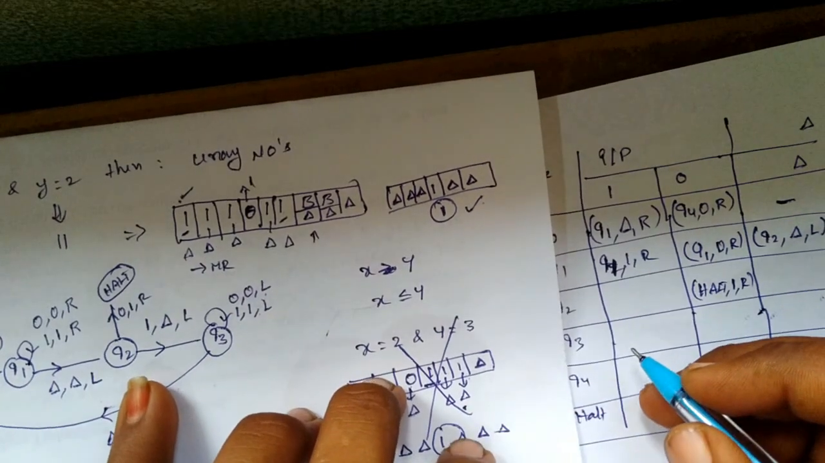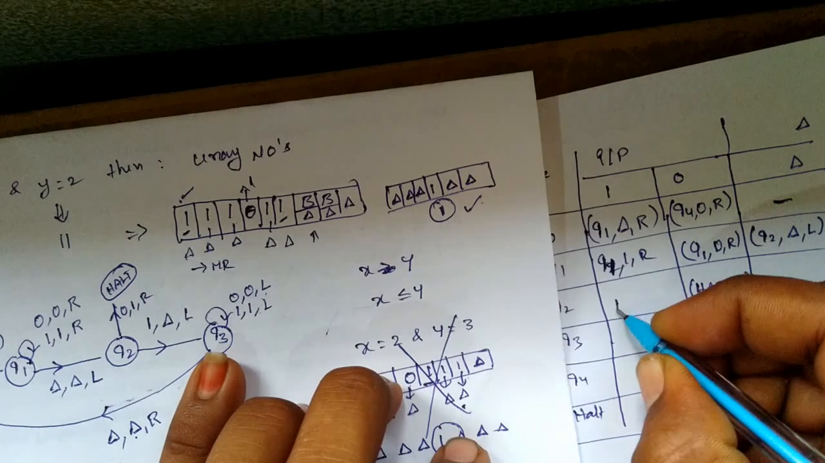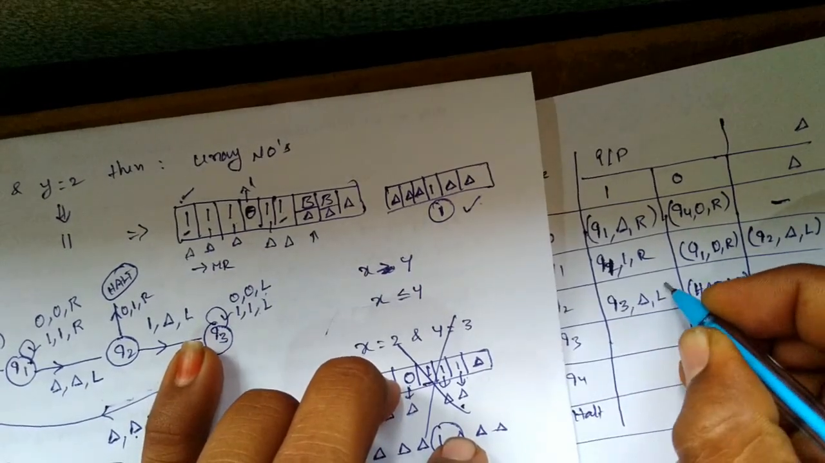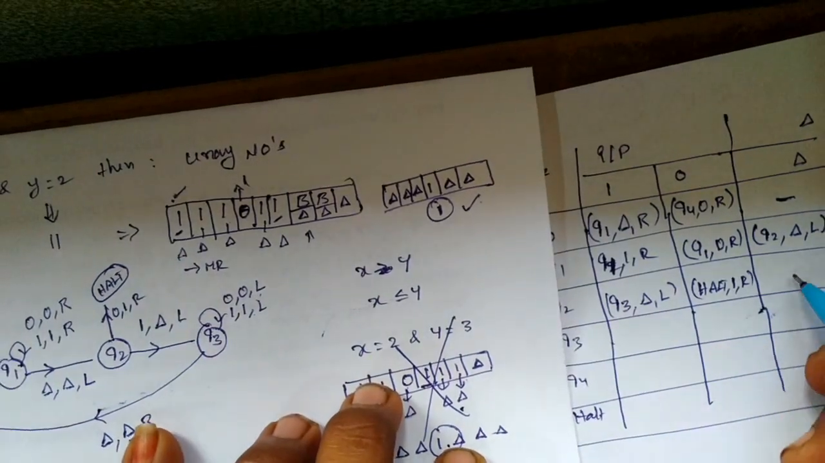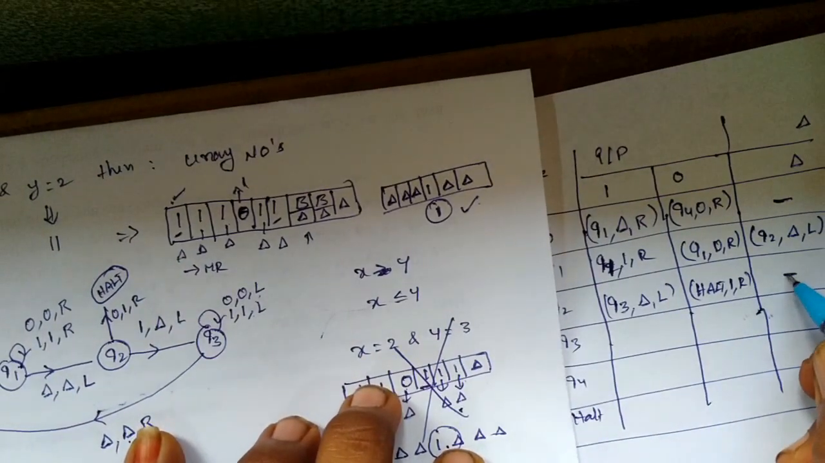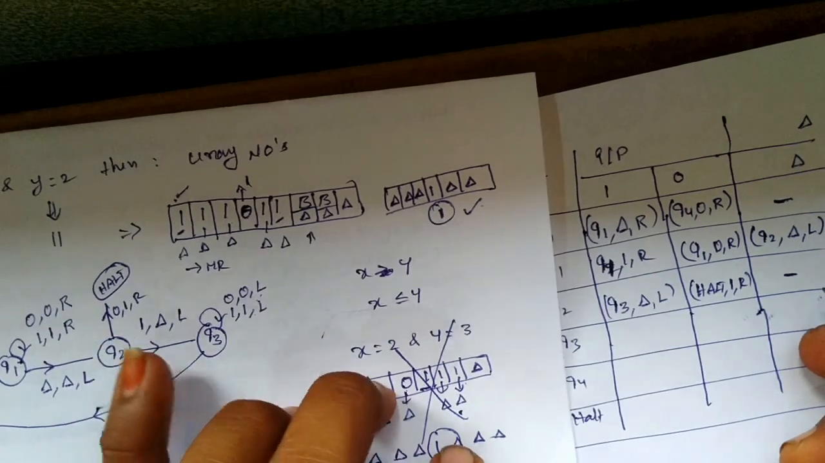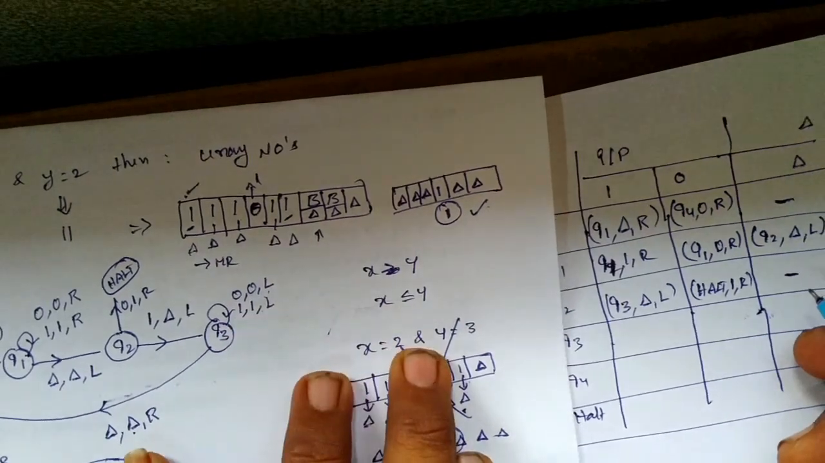And from Q2, when reading 1, it goes to Q3, the written symbol is del, and the direction is left. That's it. There was no input for del from Q2, so these are the two inputs possible from Q2. From Q3, three inputs are possible: 0, 1, and del.